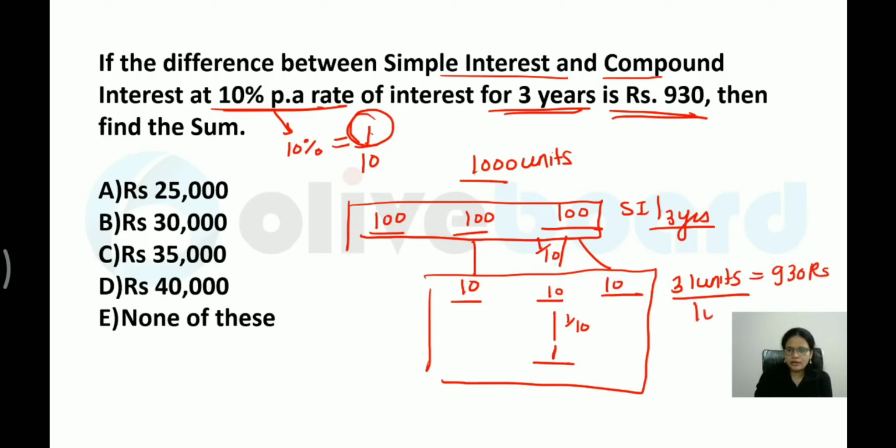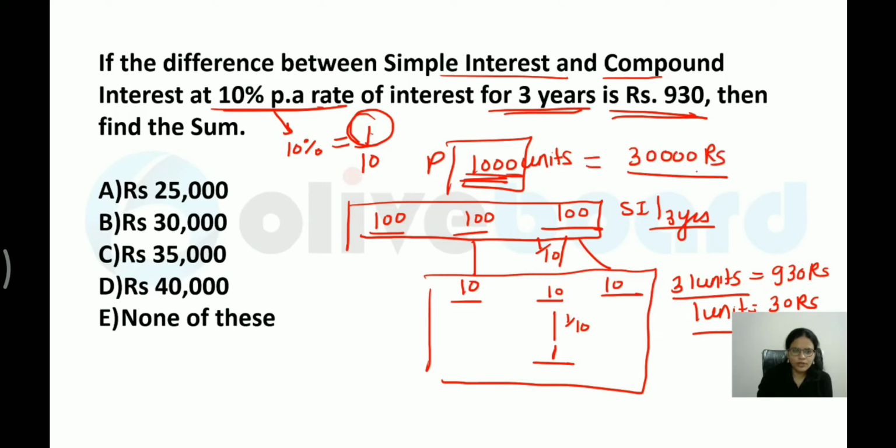So I can calculate what 1 unit value is over here. 1 unit value would be 30 rupees. If you get the 1 unit value, easily you can calculate the sum. This is my principal value, and 1 unit value is 30, so how much would be the value over here? 30,000 rupees would be the value. So if you do not want to remember the formula, you can go by this tree diagram method. The only thing you have to remember is that the top 3 values are nothing but the simple interest over here.